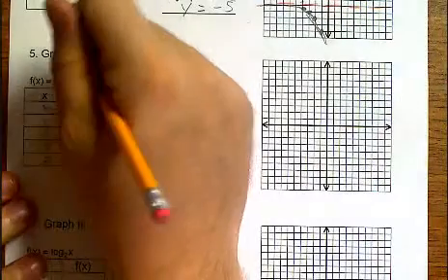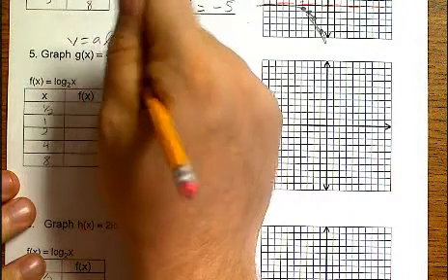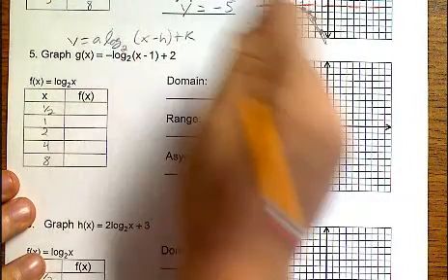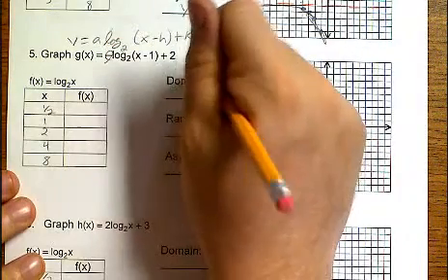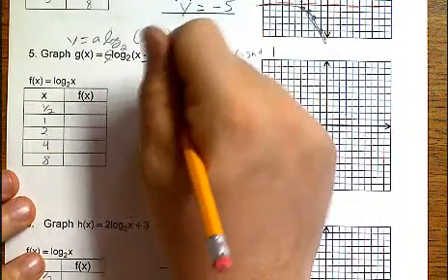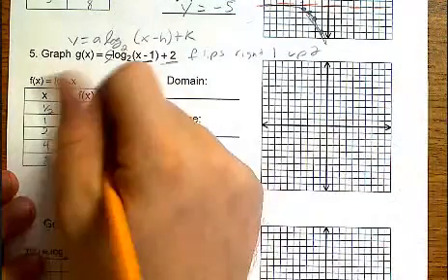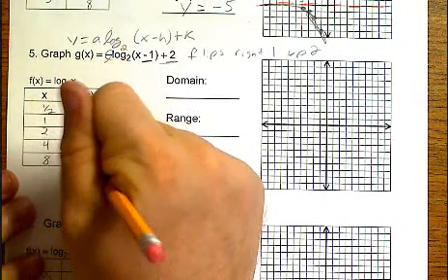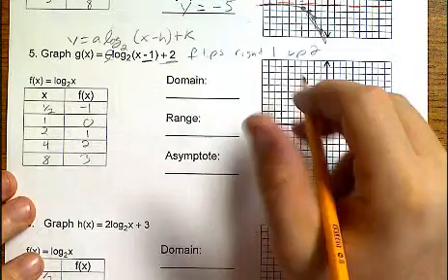Again, it's going to be y equals a times log base 2 of x minus h plus k. So the minus sign flips us. The minus 1 moves right by 1, and the plus 2 moves up by 2. Fill in our numbers. We have negative 1, 0, 1, 2, and 3. Our domain, well, let's figure these out here in a little bit.